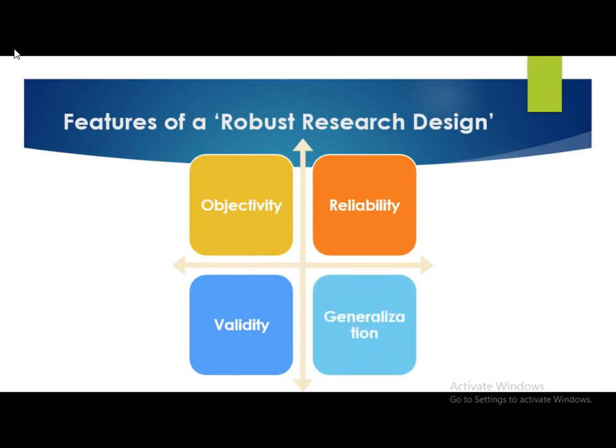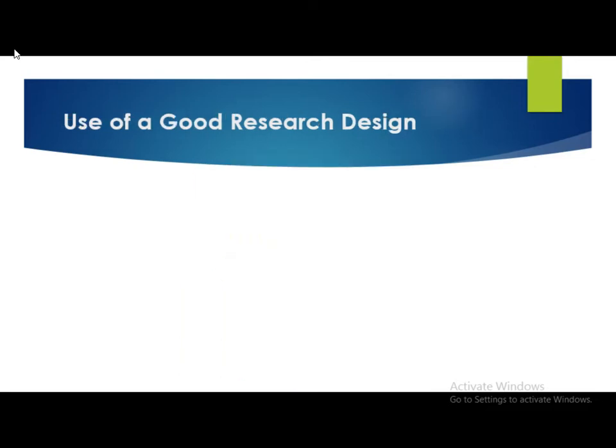Last feature is generalization. The information collected from the given sample must be utilized for providing a general application to a large group of which the sample is drawn. So these are various features of robust research design. Now we will move towards the next part, that is use of a good research design.